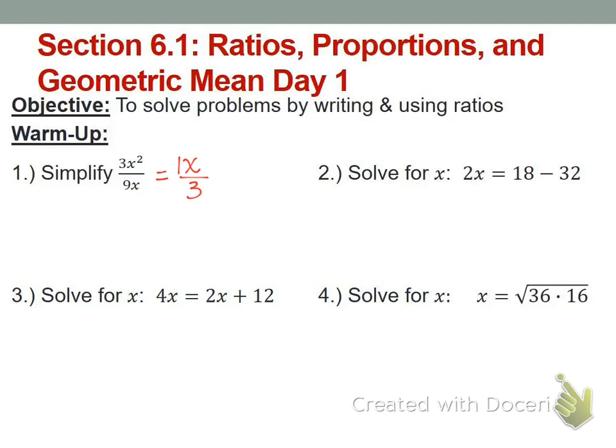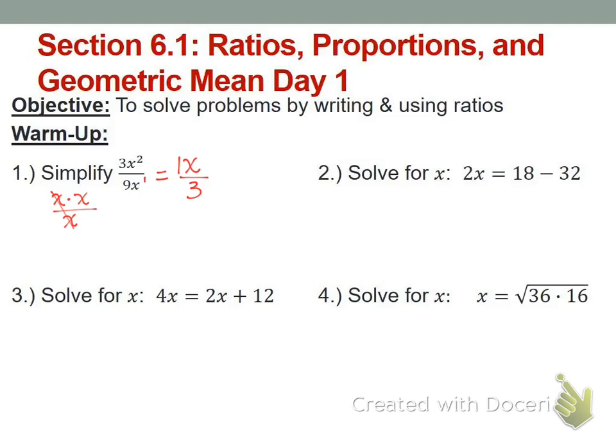X squared over x. Well, there's a couple ways you can think about it. One way would be the rule of exponents. If you divide the same base, you subtract the exponents. 2 minus 1 is 1. Or you could have written it out. X squared is x times x over x. So one of those x's top and bottom would have canceled, leaving you with x to the first on top.